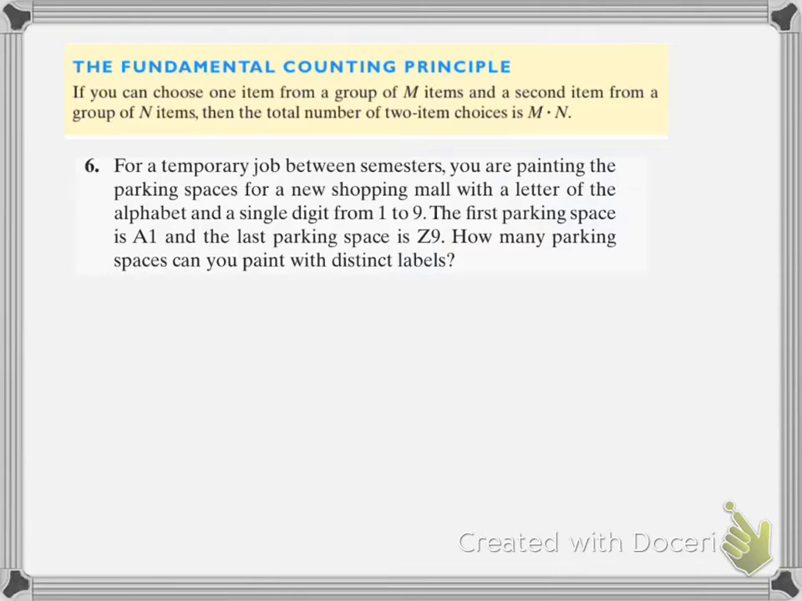Okay, so it's really a pretty simple problem. Your total number of choices is going to be m times n. Well, how many choices do we have for the first? With the letter of the alphabet, we have 26 letters of the alphabet. And then digits from 1 to 9, that's 9 things.